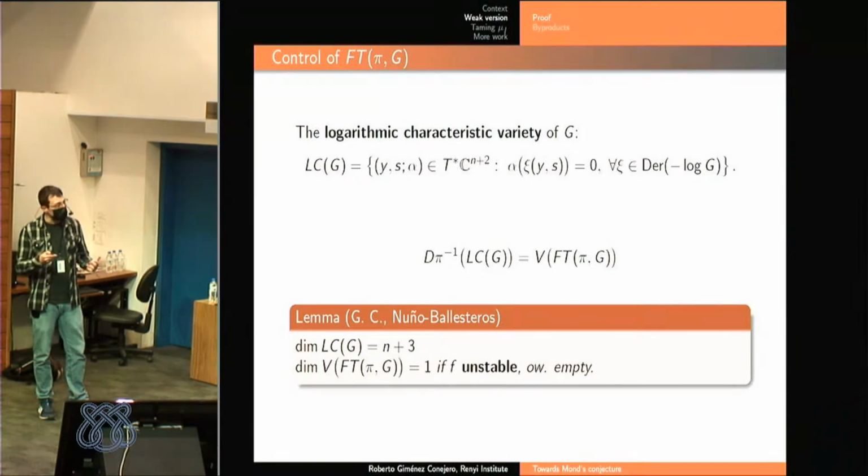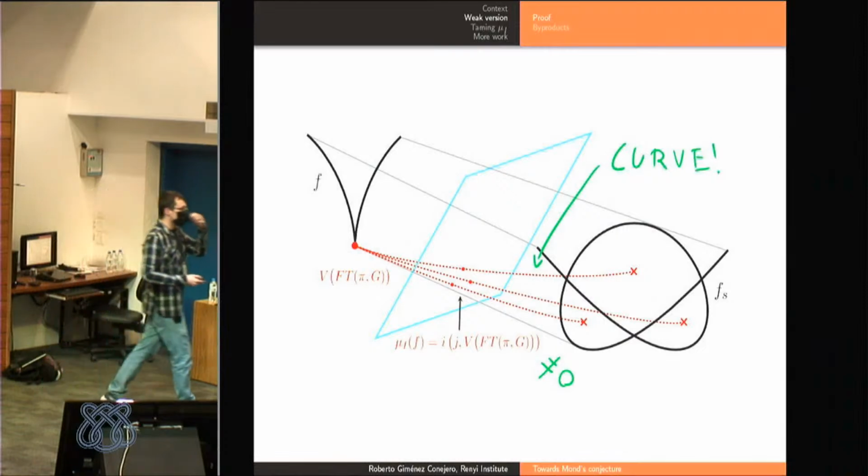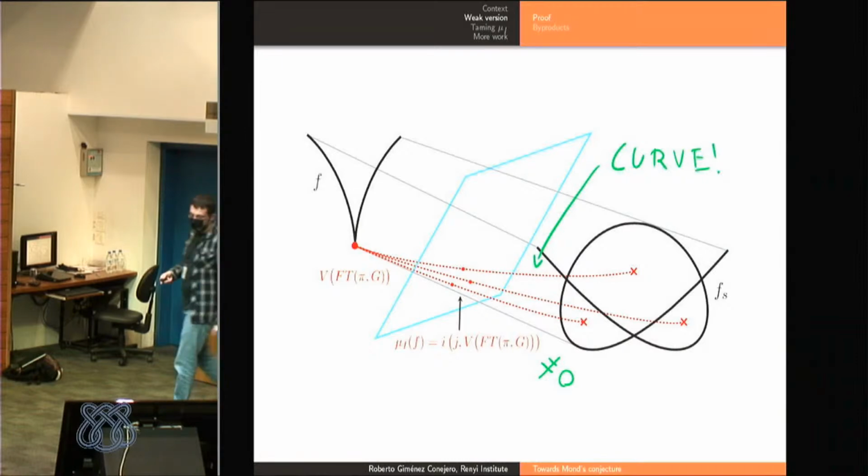Otherwise, it's empty. So we know that at least we have the instability. If we have something, we know from the previous theorem that we have a curve. And because we have a curve, we have a non-trivial intersection number. So this is saying that because this is a curve, the image Milnor number is non-zero. And this is what we want to prove. If this is positive, this is positive. That's the proof.